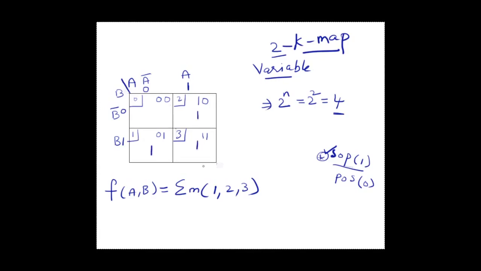So now I have placed these ones in all these places. Now I need to group them. At the time of grouping, we need to remember one thing: the total number of cells is 4, that is 2 power 2 for a 2 variable K-map. So the grouping can be done.